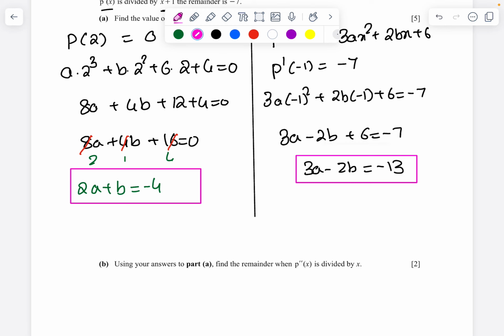So now I'm going to solve these two equations. Multiply this equation by 2. So it becomes 4a plus 2b equals negative 8. 3a minus 2b equals negative 13. Add them.